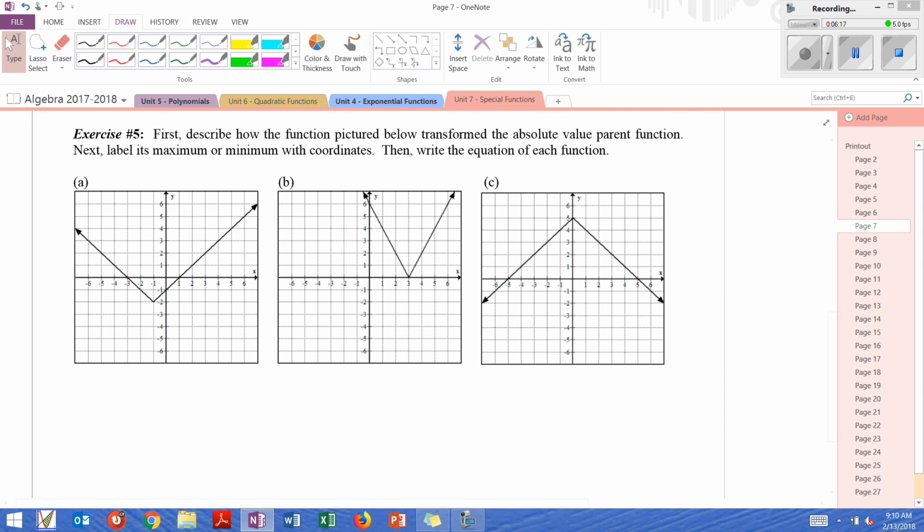Okay, exercise 5. So we need to describe how the function was transformed from the parent, and then label its max or min with coordinates. Then lastly, we need to come up with the equation. Okay, I'm going to do things a little bit out of order here. Let's go ahead and just label the maximum or minimums, the vertex.